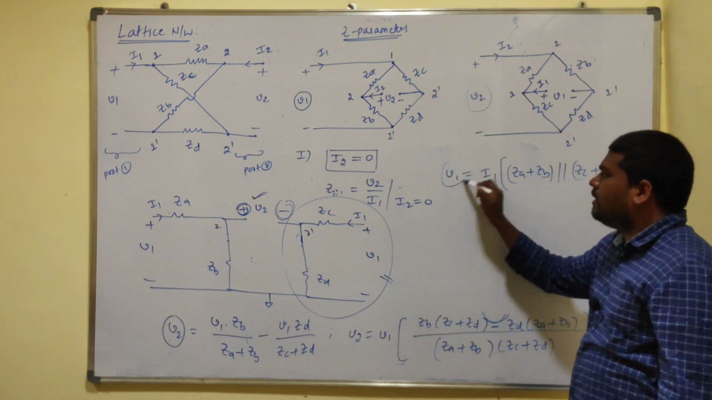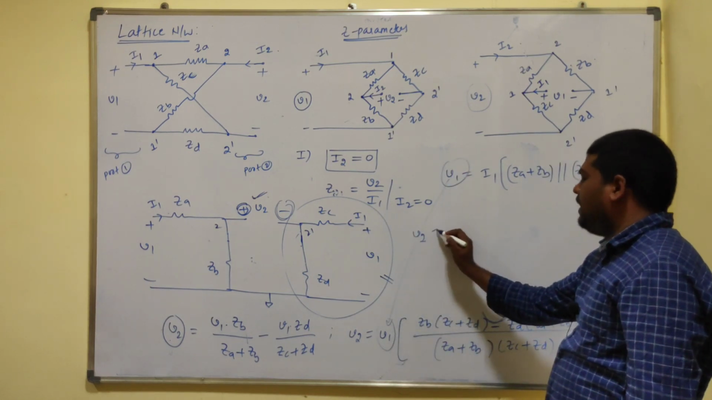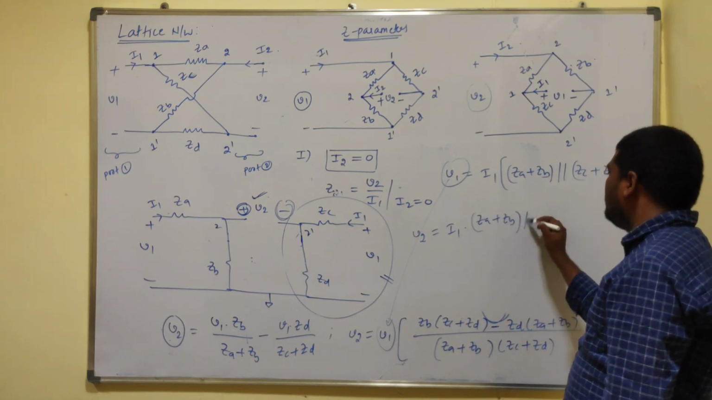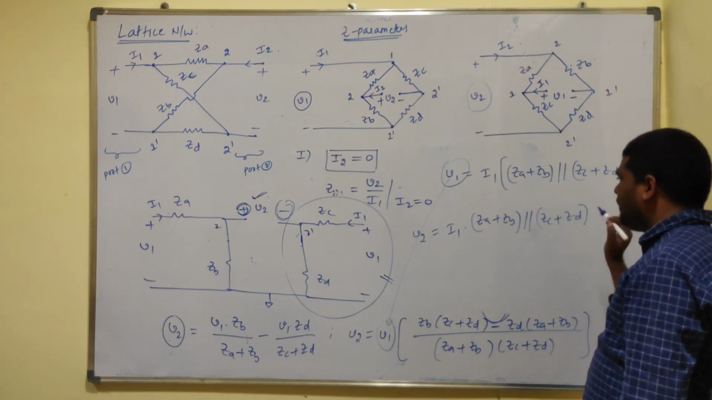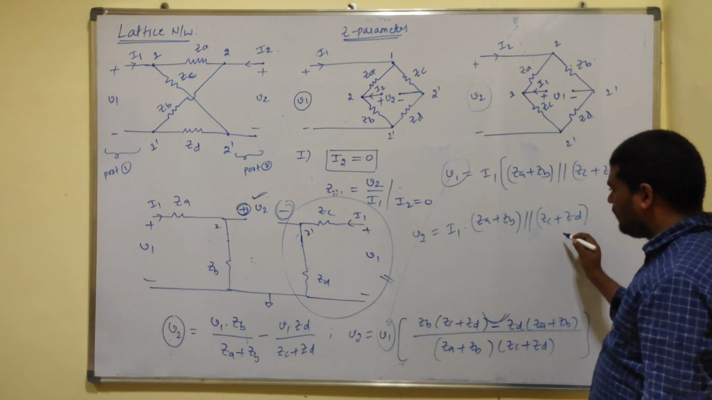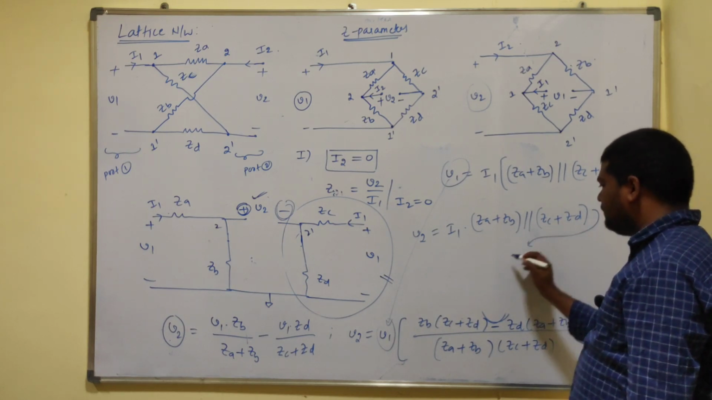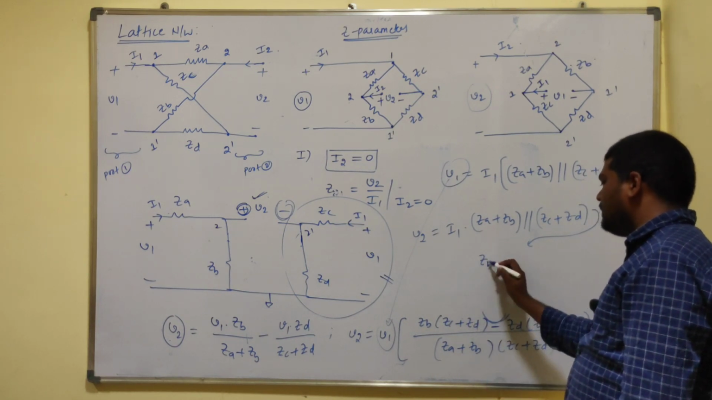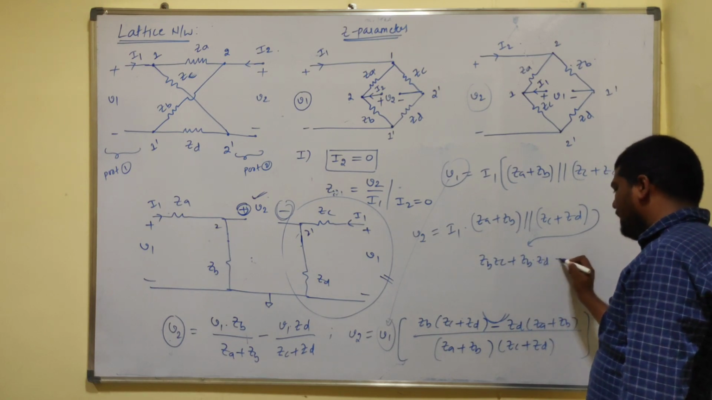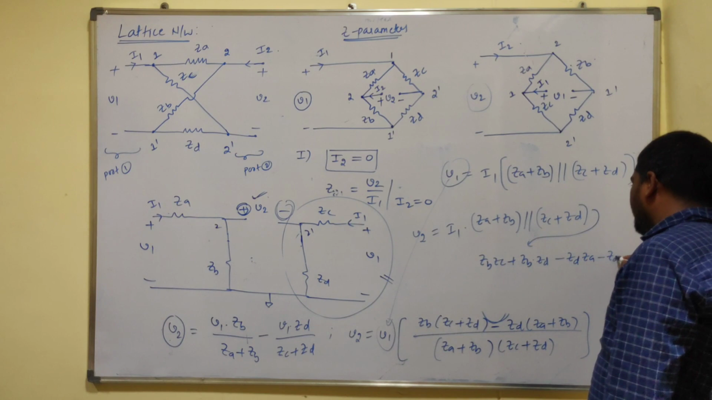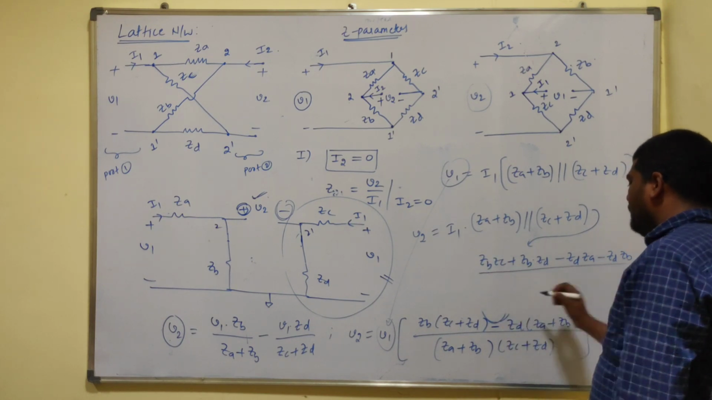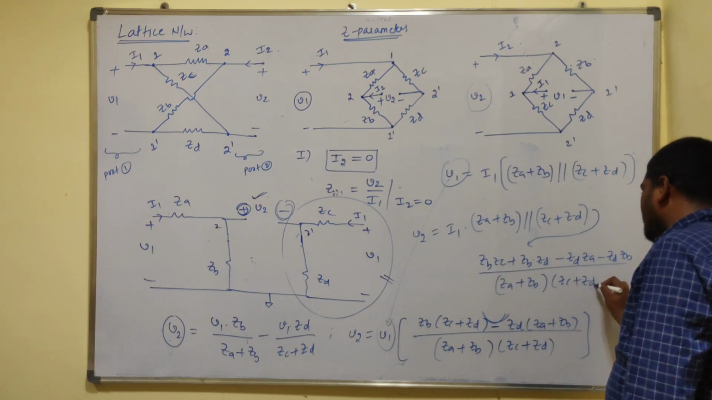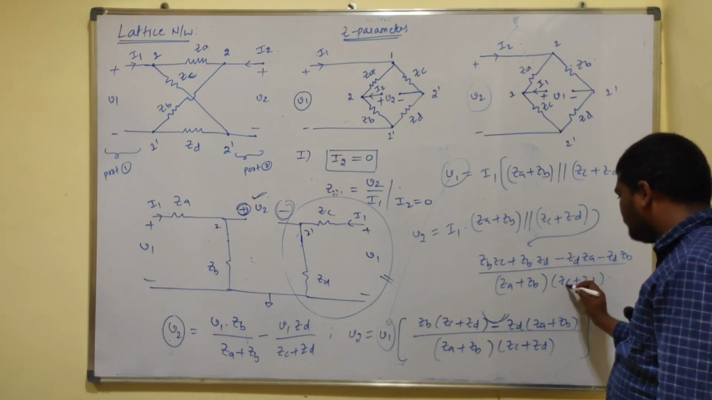The same V1 value can be substituted here. Now what will you get? V2 equals I1 into (ZA plus ZB) parallel (ZC plus ZD) into, I'm writing here, ZB ZC plus, otherwise you can expand this one, ZB into ZC plus ZB into ZD minus ZD into ZA minus ZD into ZB, by (ZA plus ZB) into (ZC plus ZD). This is your complete equation.